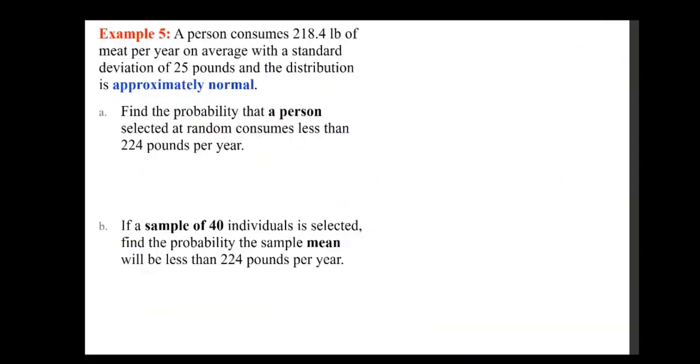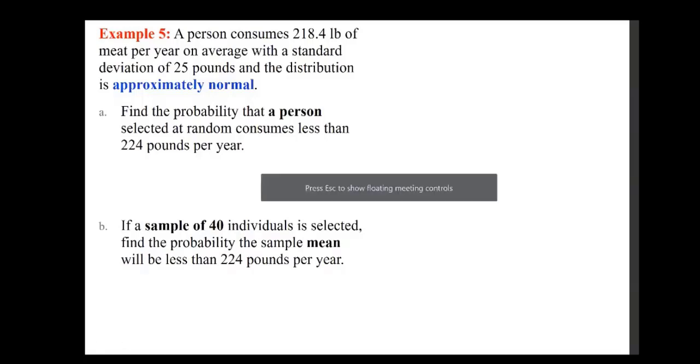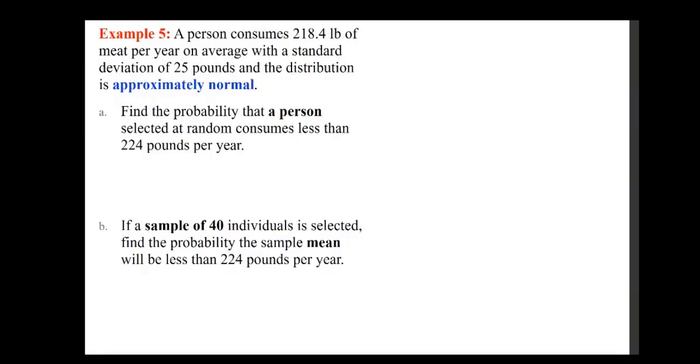Let's go to the next example. A person consumes 218.4 pounds of meat per year, on average, with a standard deviation of 25 pounds, and the distribution is approximately normal. Find the probability that a person selected at random consumes less than 224 pounds per year. It's important to distinguish between A and B. As we read the question, first and foremost, we notice it is normally distributed, or it says approximately normal. And on the average, a person consumes this much.